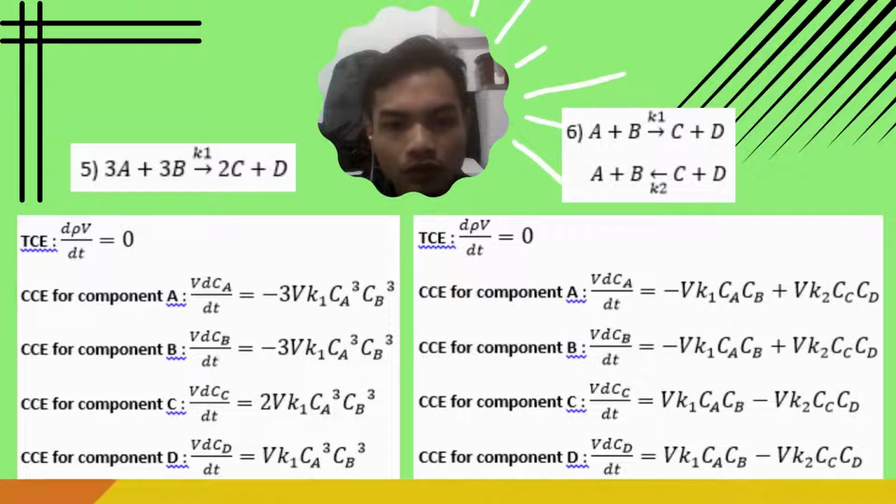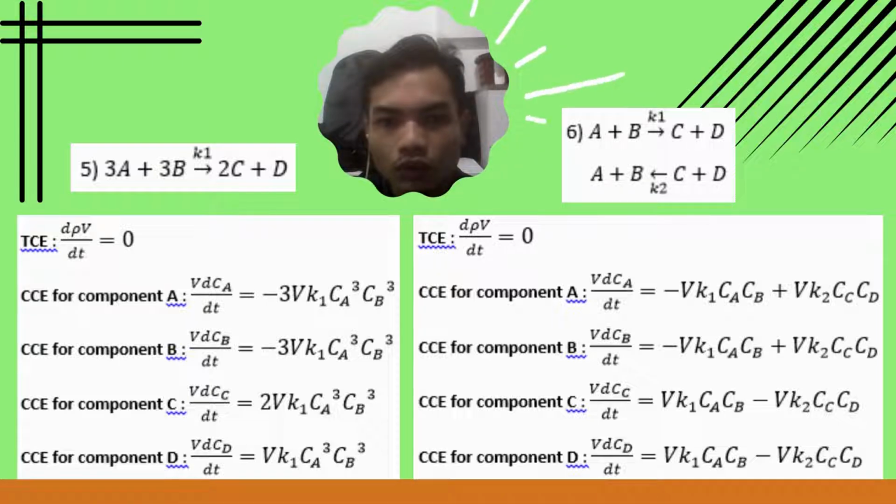For the CCE for component C, we got VdCC over dt equal to 2VK1CA power of 3 CB power of 3. Positive because in this process, C is produced by consuming 3 components of A and 3 components of B. For the CCE for component D, we got VdCD over dt equal to VK1CA power of 3 CB power of 3. The difference is C is produced 2 components and D is just 1 component.